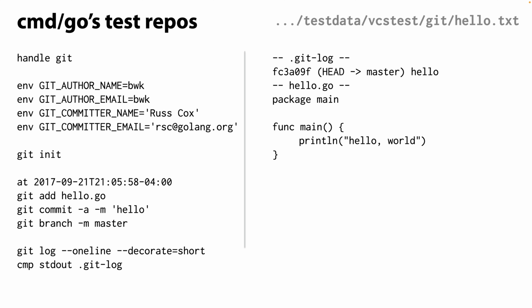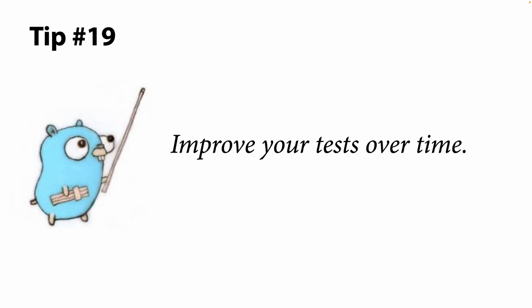The motivation for extracting the script engine was to reuse it in a different part of the Go command tests. This script is preparing a Git repository containing a module that we want to import during a regular Go command script test. You can see it sets some environment variables, runs an actual Git init, sets the time, runs more Git commands to add a hello world file to the repo, and then checks that we got exactly the repo we wanted. Once again, the test did not start out this way, which leads me to the next tip.